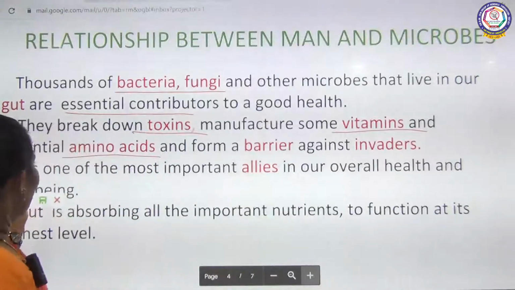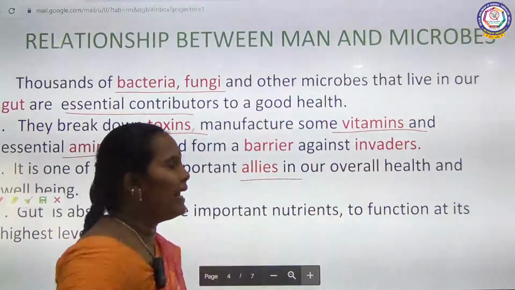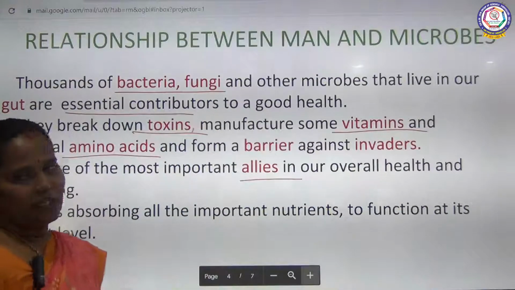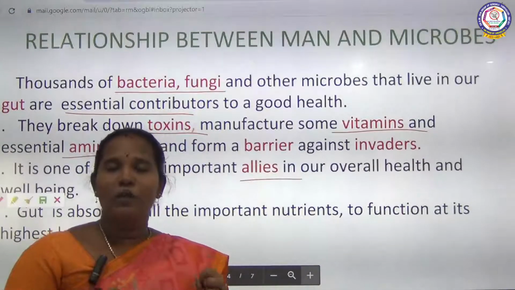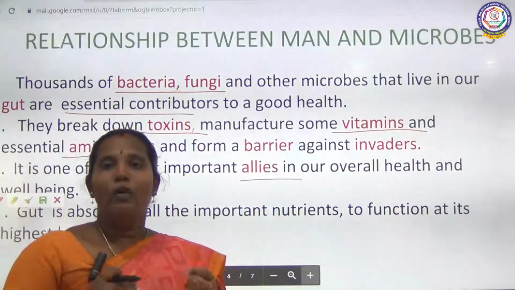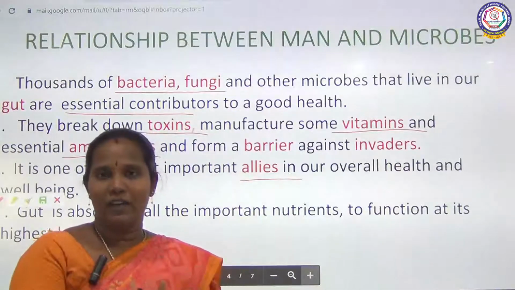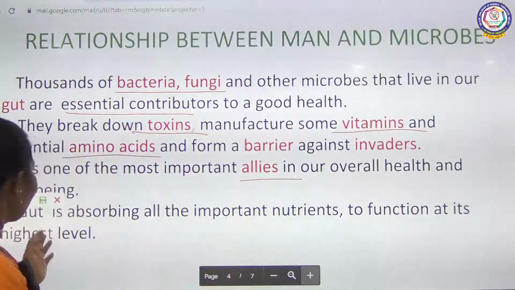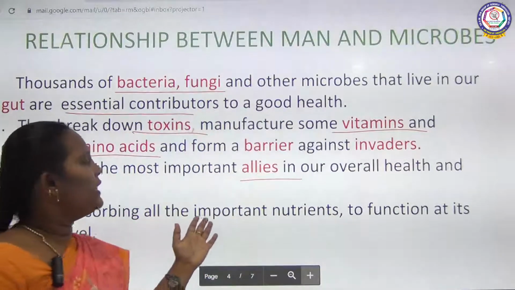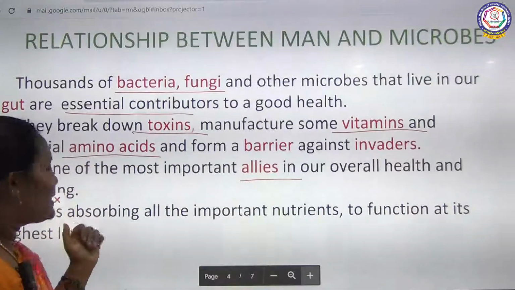Then it is one of the most important allies in our overall health and well-being. It gives extra protection to our body, and overall the contribution of these microbes is very essential to our body. Then the gut absorbs all the important nutrition to function at its highest level.